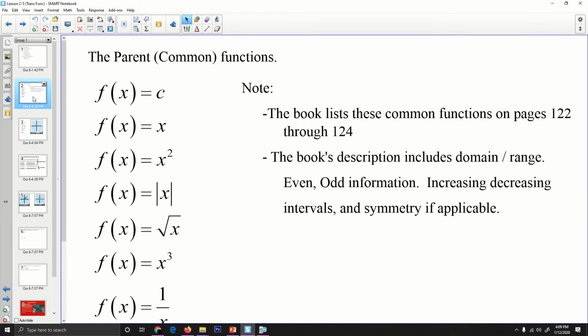Some common parent functions, and these aren't the only ones. The book lists these common functions on pages 122 through 124. The book's description includes domain and range, even and odd information, increasing and decreasing intervals, and symmetry if applicable. I'm just going to go through some of these real quick and draw some simple graphs. These aren't rigorous enough as answers for questions on quizzes, but for the sake of us being able to recognize what some of these look like, these should be okay.